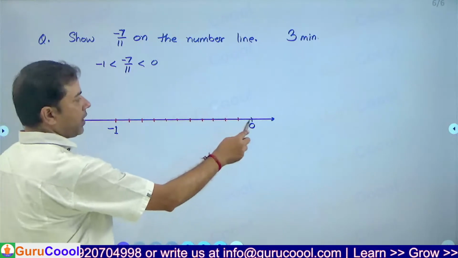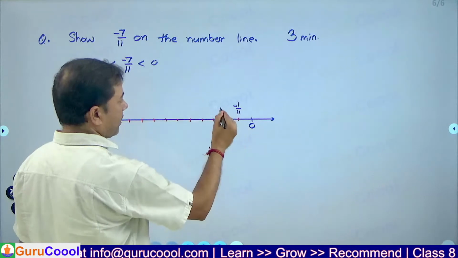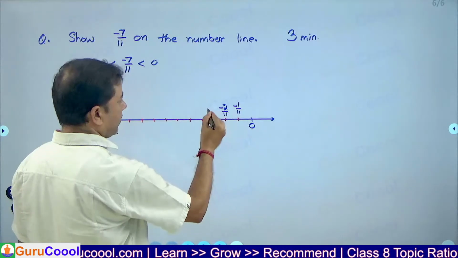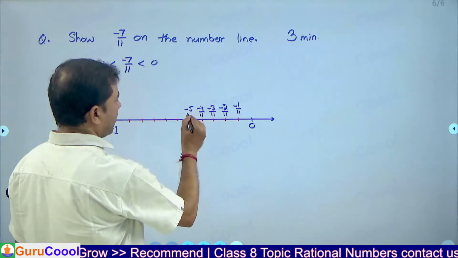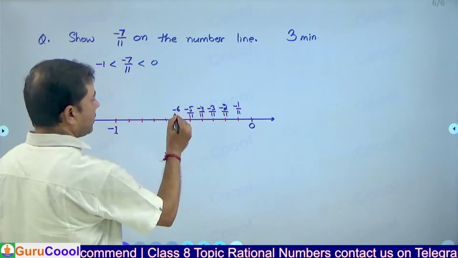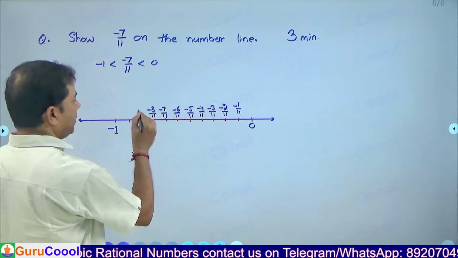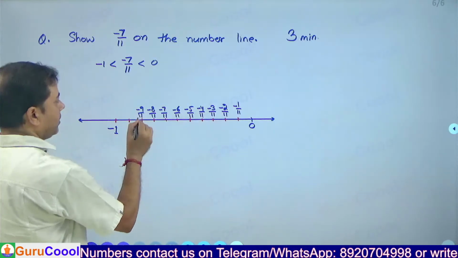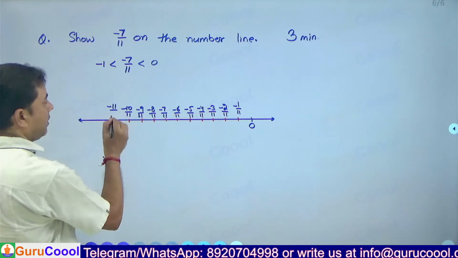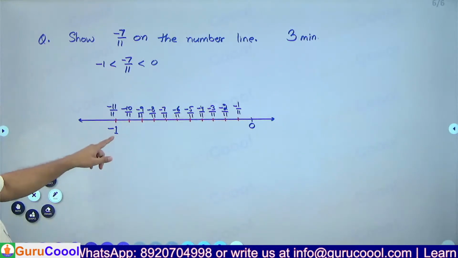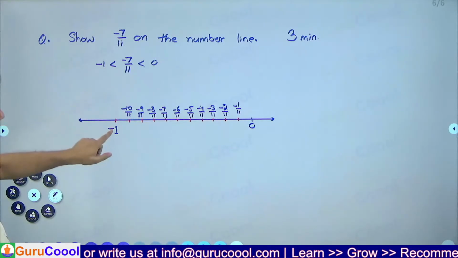The first point after 0 on the left side is -1 by 11. Then it is -2 by 11, -3 by 11, -4 by 11, -5 by 11, -6 by 11, -7 by 11, -8 by 11, -9 by 11, -10 by 11, -11 by 11, that is nothing but -1 itself. So no need to write this because -1 is already written here.